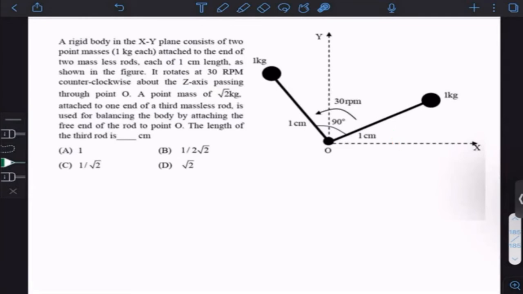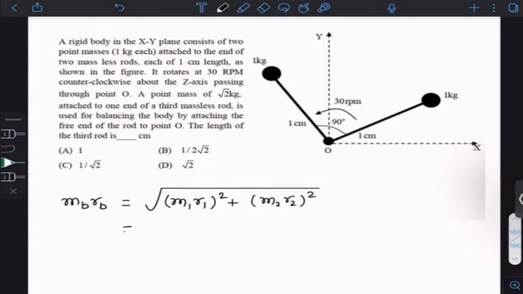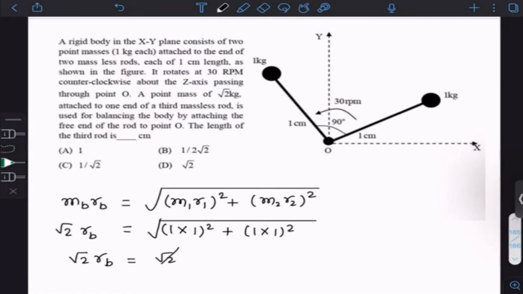MBRB in balancing, that is quite simple. The equation is there. MBRB is root under, right? Since it is 90 degrees, you can write M1 R1 square plus M2 R2 square. Therefore, here the balanced mass is root 2 kg, so root 2 into RB, the radius of the balanced mass. M1 is 1 kg, radius is 1, so 1 into 1 square plus 1 into 1 square. Therefore, root 2 RB is equal to root 2, RB cancel. Therefore, RB is equal to 1 centimeter. Correct. RB is equal to 1 centimeter.